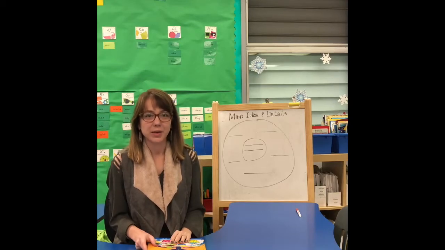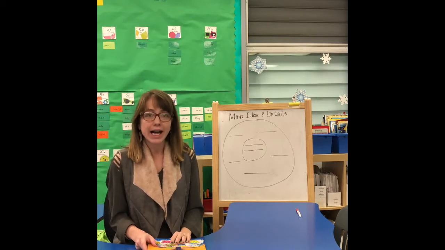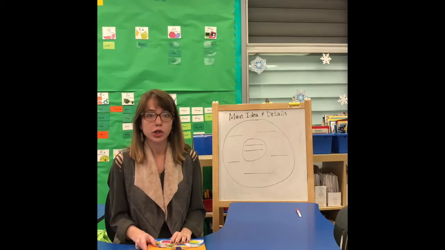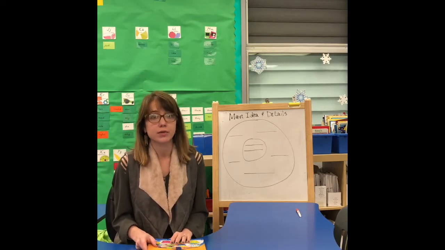Cultivating Literacy families. Today I'm going to be telling you about a comprehension strategy called Main Idea and Details. The purpose of this strategy is to help check in and make sure your child is understanding the story, as well as to teach them how to find what a story is all about and how to locate key details or important parts of a story.